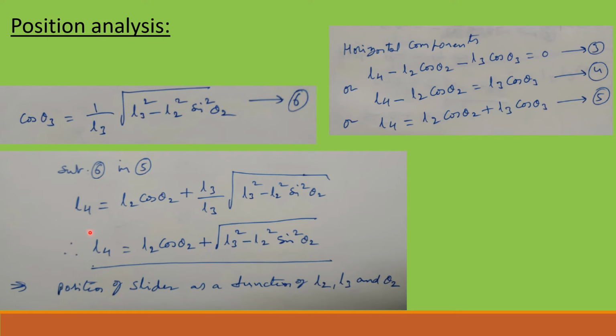So we get L4 equal to L2 cos theta 2 plus L3 by L3 into square root of L3 square minus L2 square into sin square theta 2. So L3 and L3 get cancelled. So we get finally L4 equal to L2 cos theta 2 plus square root of L3 square minus L2 square into sin square theta 2. This is the equation to find position of the slider when L2, L3 and theta 2 are given.